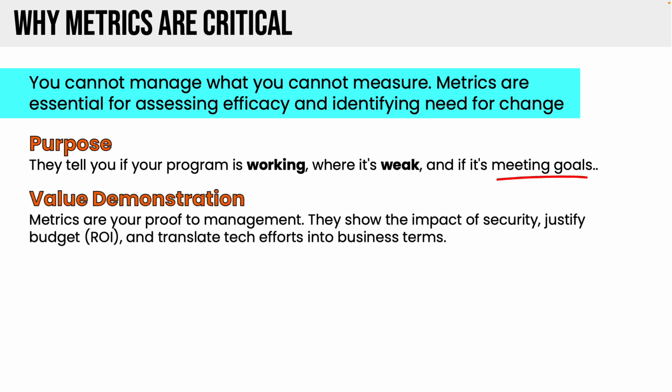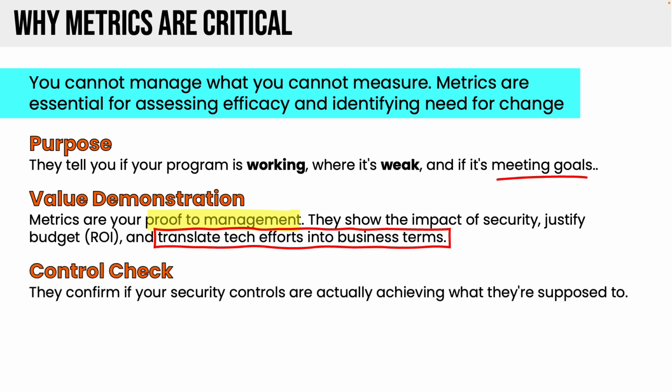So metrics are your proof to management that we're delivering value to the business with security. They show the impact of security, justify our budget, show the ROI, and translate our technical efforts into business terms that our leaders can understand. They confirm if your security controls are actually achieving what they're supposed to. It's a check on our controls to make sure they're effective.